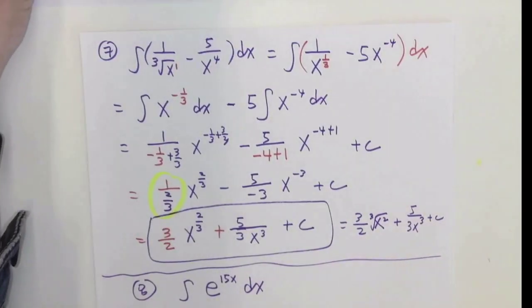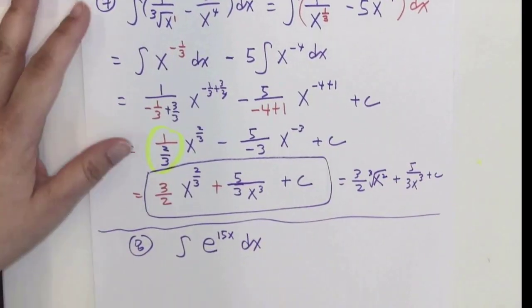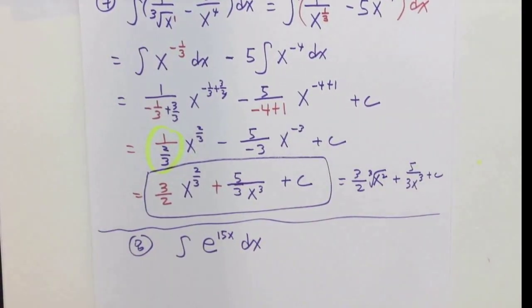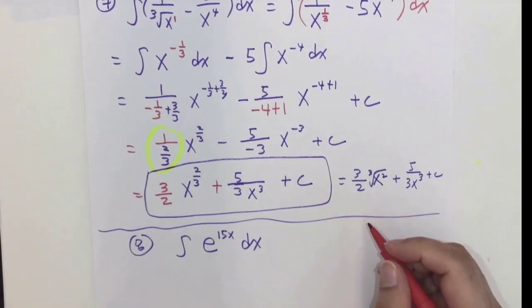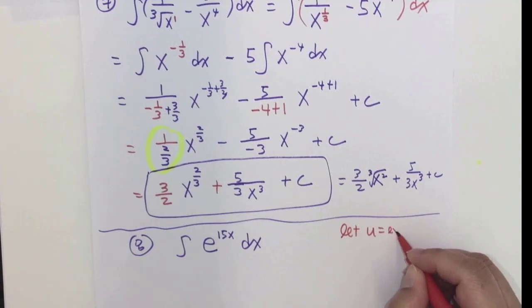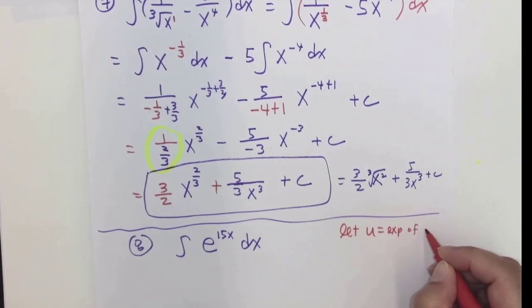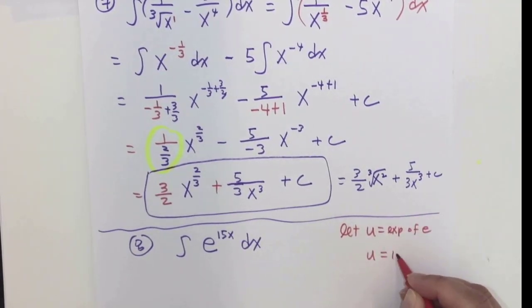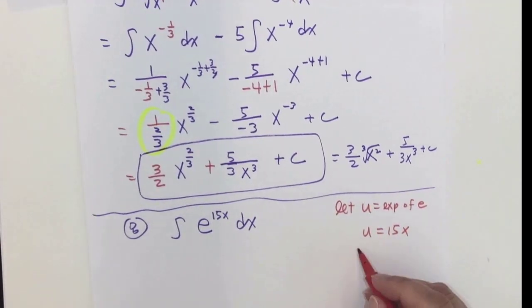That part will be considered as the chain rule, the 15x. So last time we talked about it, if we let u equal the exponent part of e, so u equals 15x, right? So we need to find du. du is going to be what?